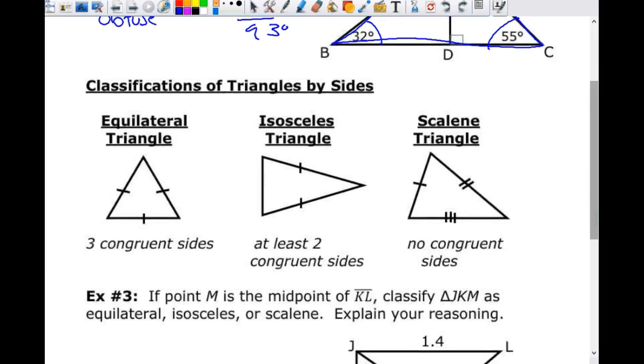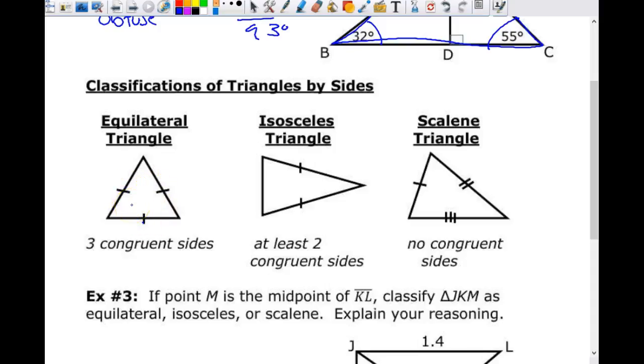Classification of triangles by sides. You can also classify it by how many sides are the same. So for example, an equilateral triangle, all three sides are the same. And we know that because look, there's 3 congruency ticks. 3 of the same congruency ticks.